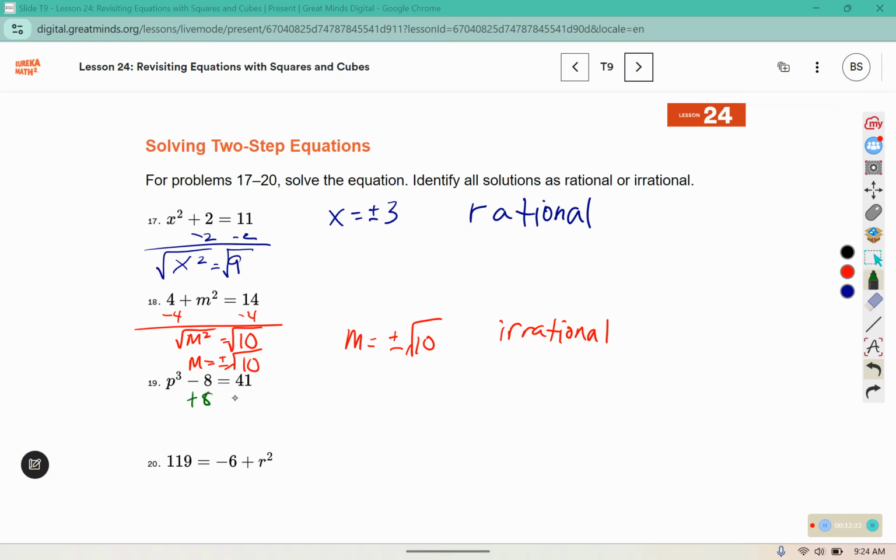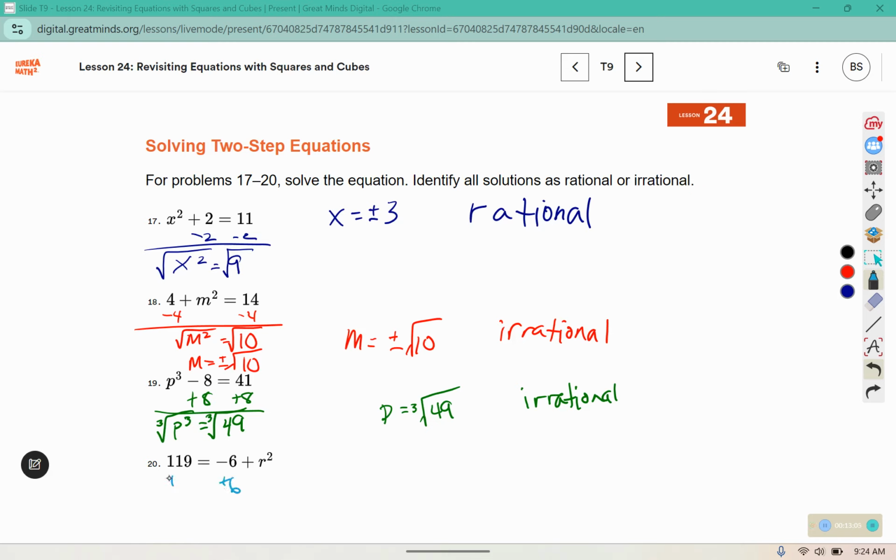This time we add 8 to both sides. P cubed is 49. Now we take the cubed root of 49. In this one, 7 squared is 49, but 7 to the third power is not 49. The closest would be 3 cubed for 27 and 4 cubed for 64. So P is equal to the positive cubed root of 49, and it will be irrational because it's between 3 and 4.